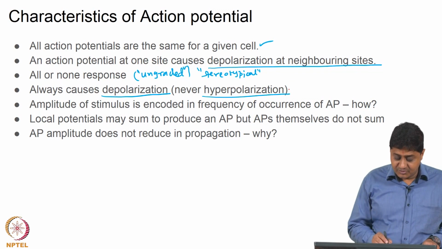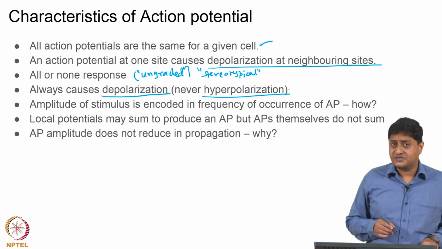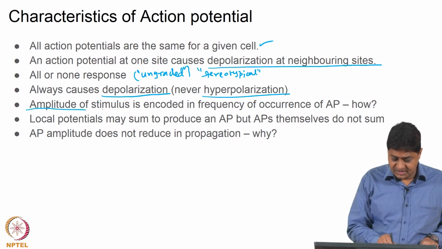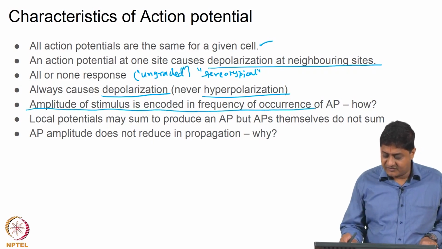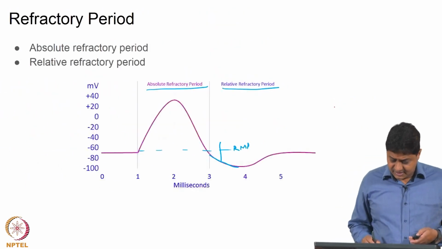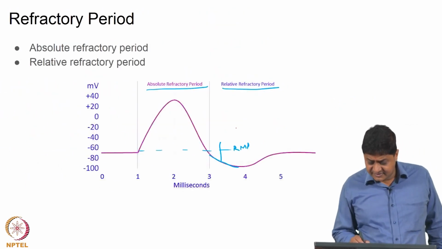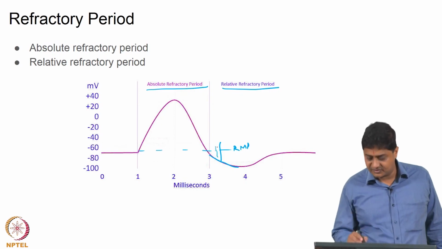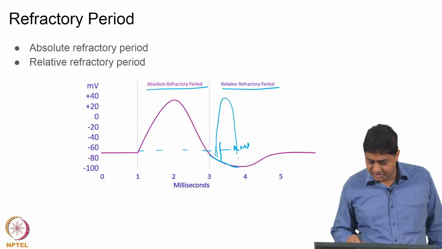How is the amplitude of the stimulus encoded is the question, right. It turns out that the amplitude of the stimulus is encoded in the frequency of occurrence of action potentials. How? We said earlier that this is the relative refractory period, right. Suppose the stimulus strength is relatively high, that can cause an action potential as soon as the relative refractory period is reached, because stimulus strength is higher, then it will cause one more action potential here.